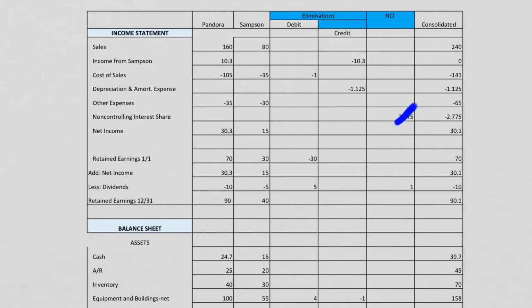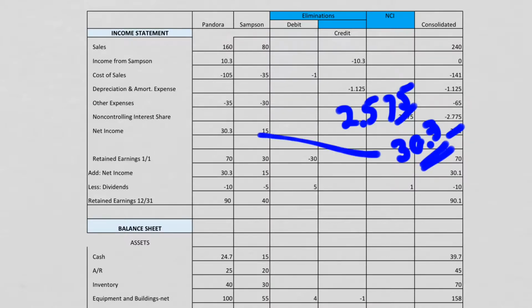So at any rate, this should be 2.575, and that would mean that this would then be 30.3, and that's what you really want to see, because that agrees with this. Remember, if the equity method is used, which it was here in 2011, that's what we're looking at the first year, 2011. So the result is that these two numbers agree, and that's what should happen.